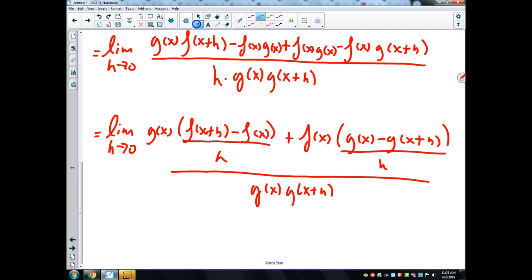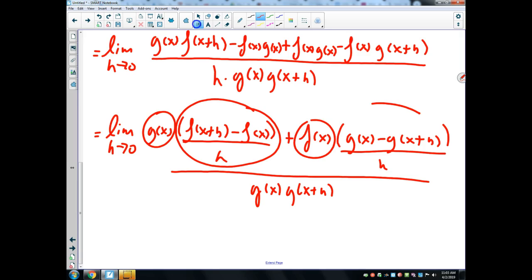Now, wait a minute. As h goes to 0, g of x goes to g of x because there's no h there. But f of x plus h minus f of x over h is what as h goes to 0? That's f prime. As h goes to 0, what happens to f of x? Nothing. There's no h there. Okay, so leave it. As h goes to 0, what does this go to? And don't say g prime. Do you see that it's not g prime?